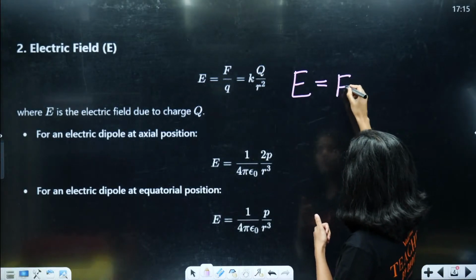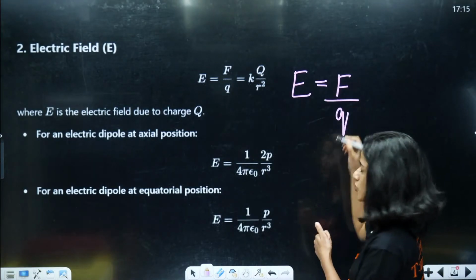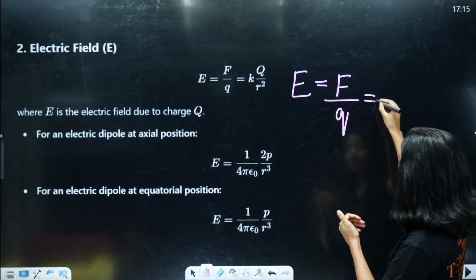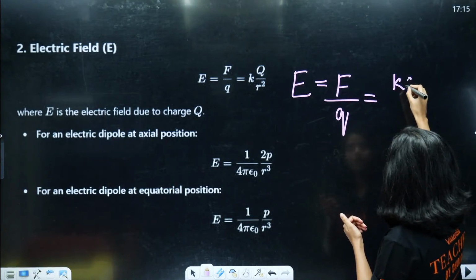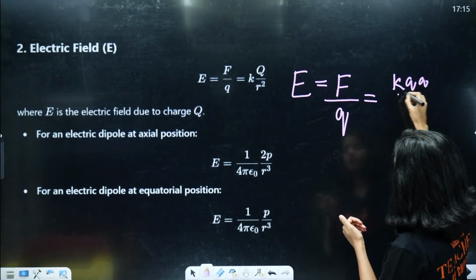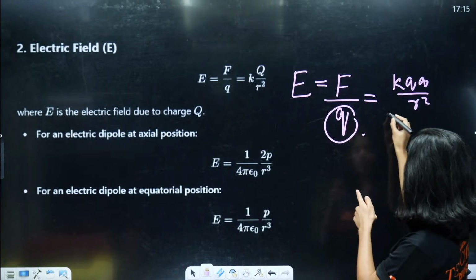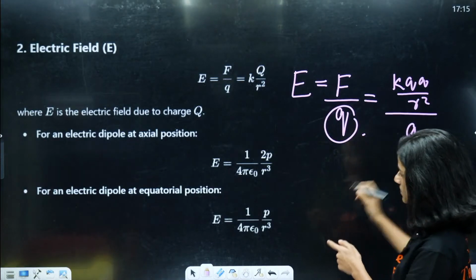That force divided by the charge that's acting. So we already know that force is what? K Q Q by R square. Now I will put this Q also here, divided by Q.